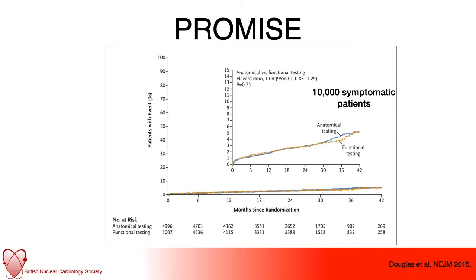Just looking at some of the more recent data supporting myocardial perfusion scintigraphy. Well, this is the PROMISE trial, looking at 10,000 symptomatic patients who were randomised either to anatomical or functional imaging, and there was no improvement in clinical outcome using one modality or another over a median follow-up of 2 years. So it really doesn't matter the test you choose. Just as we've said, it depends on the patient in front of you and what is available to you and the expertise in your local area.